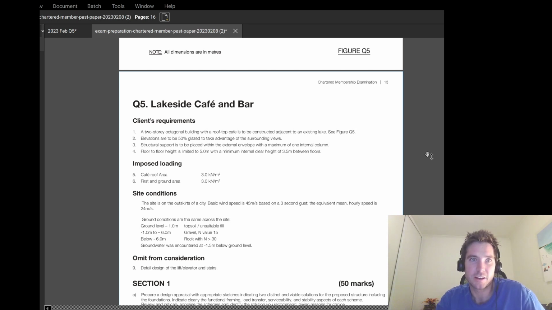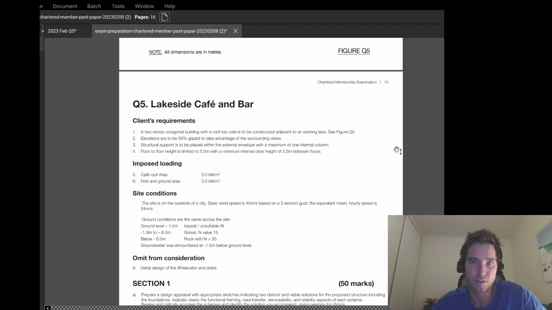So today we are going to have a look at 2023 February past paper, question 5. Now, having a quick look through all of the 5 questions on this past paper, if I was sitting this exam, this is the one I would have chosen because the size of the building is relatively small. It's only 2 stories, so that just means there's less elevations and sketches, etc. that you will probably need to produce, just given the scale of the building is smaller. So you should be able to find some extra time there.